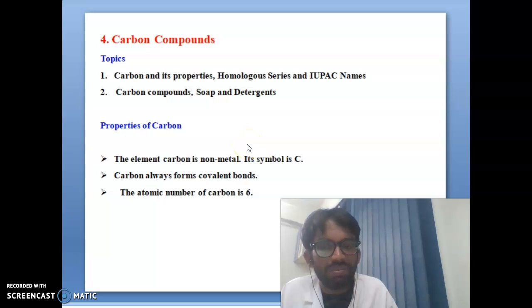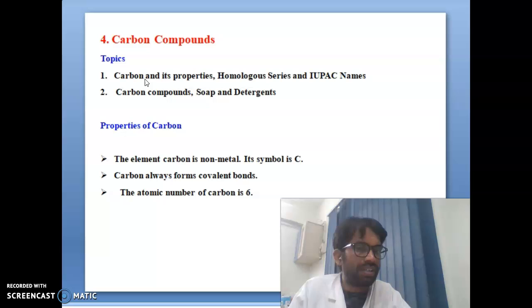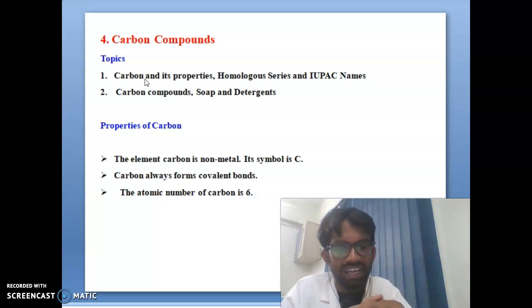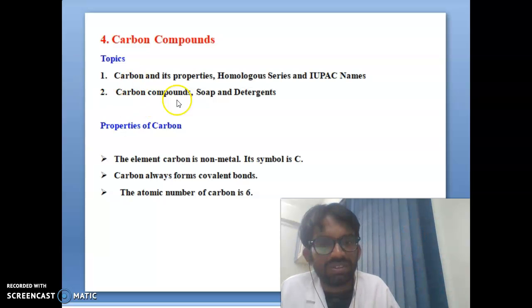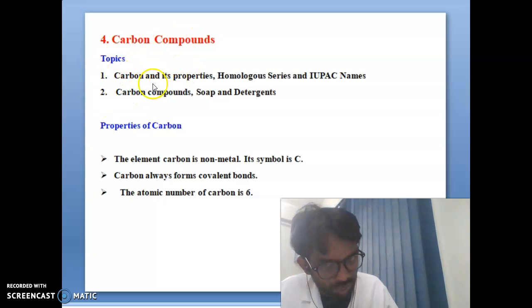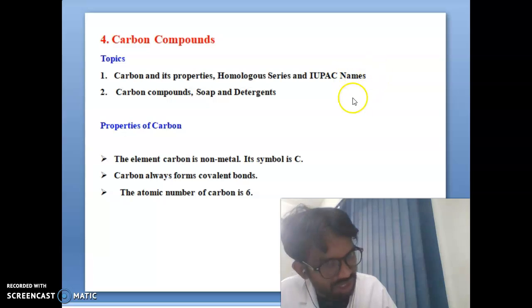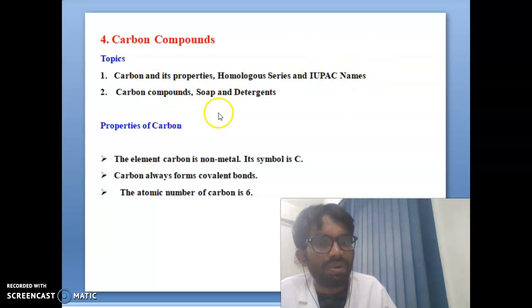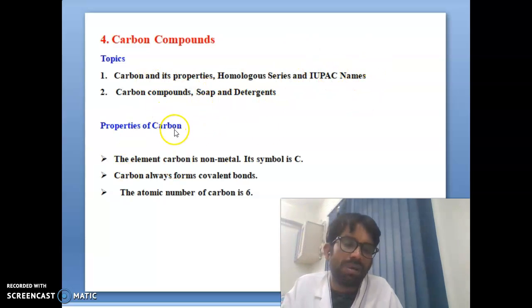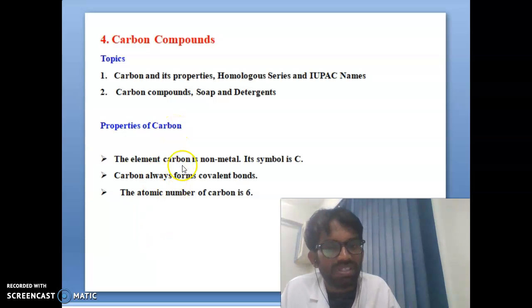Next we will move on to the fourth topic, carbon compounds. This is very important. It mixes organic, physical and inorganic chemistry. The subtopics are carbon and its properties, homologous series and IUPAC names, International Union of Pure and Applied Chemistry, which you need to know, then soaps and detergents. Here I have mentioned some properties of carbon, three points.